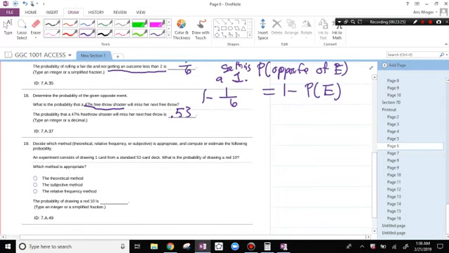Decide which method, theoretical, relative frequency, or subjective, is appropriate and compute. An experiment consisting of drawing 1 card from a standard 52 card deck. What's the probability of drawing a red 10? Well, there are 2 red 10s. There's the 10 of diamonds, and then there is the 10 of hearts. That's 2. First of all, this is going to be the theoretical method. And this is 2 out of 52, which reduces to 1 out of 26.